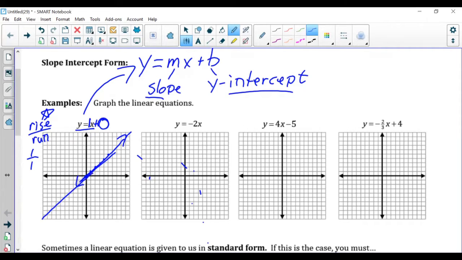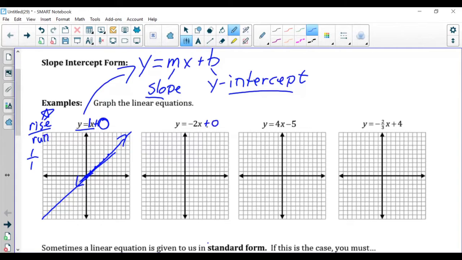That is the parent function, and it looks like that. Everything else is just variations of this. So let's look at our next one, where I have y equals negative 2x. Once again, I'm missing a piece, right? I don't have a b. So what do we put in when we don't have a b? We write in plus 0.